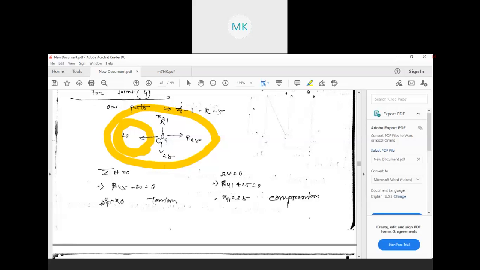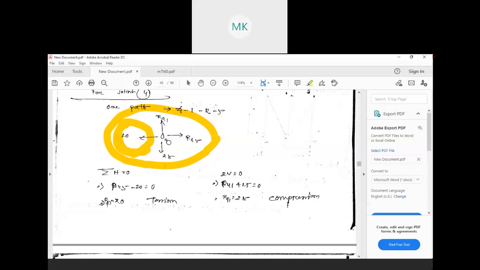Yes, sir. These are handwritten notes from the previous semester, some students' notes, so they may make a mistake. So I have already said, you take the assumed direction as it is given, or whenever it is not given in any member, you can assume a direction. If your assumed direction is correct, then you will get a positive value. So if you are getting a negative value, then your assumed direction may be in the opposite direction.